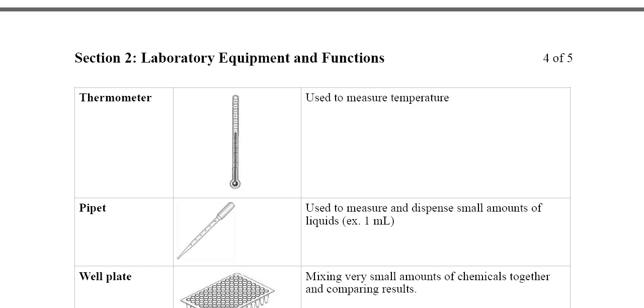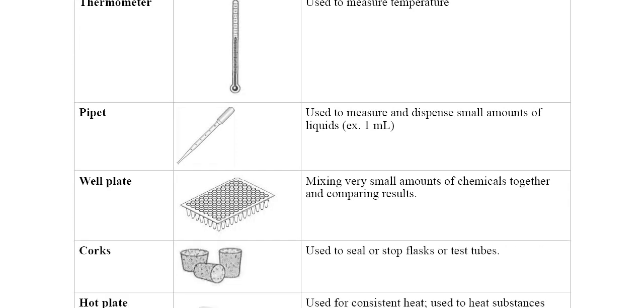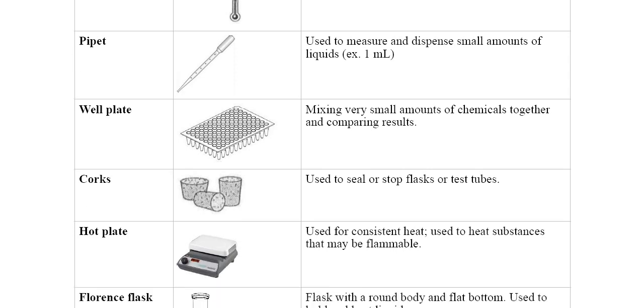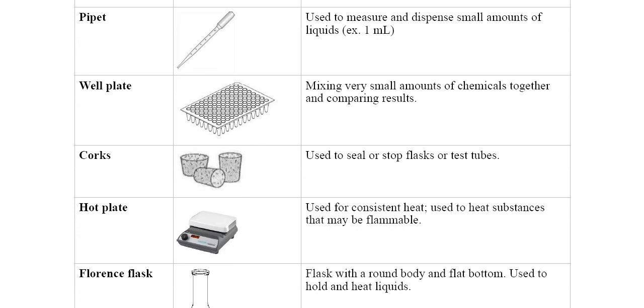Thermometer. Used to measure temperature. Pipette. Used to measure and dispense a small amount of liquid. For example, 1 milliliter. Well plate. Mixing very small amounts of chemicals together and comparing results. Cork. Used to seal or stop flasks or test tubes.